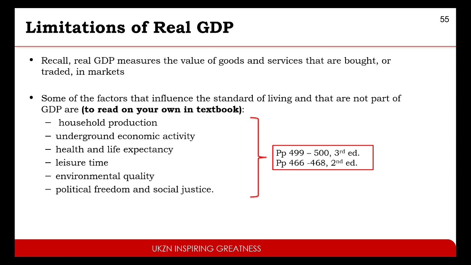The limitations of real GDP are the disadvantages of real GDP. Why is it bad? A lot of people produce stuff at home. We have a lot of home businesses now, but real GDP doesn't account for that. Underground economic activity, drugs, it doesn't account for drugs. I mean, drugs are millions, billions of rands, but they don't account for it. Health and life expectancy, leisure time, environmental quality, all this real GDP doesn't capture.